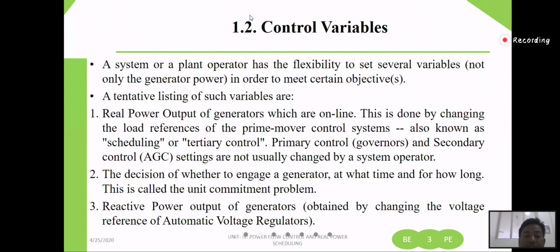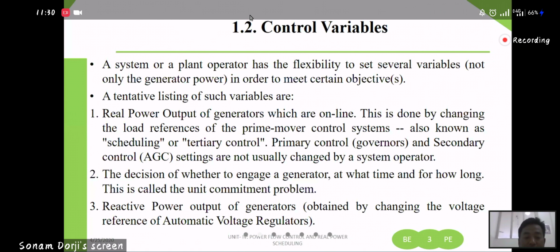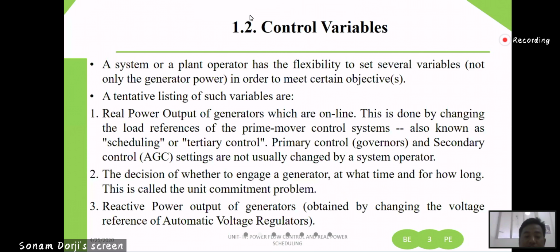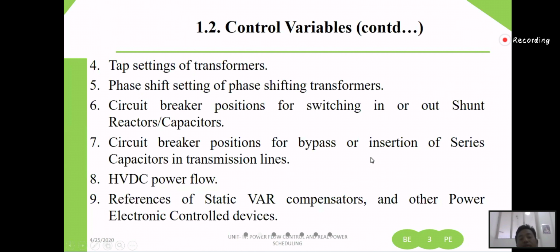Then another one is the reactive power output of the generator, which is obtained by changing the voltage references of the automatic voltage regulation. Another control variable is the tap setting of a transformer. You change the tap setting. Then there is the phase shifting setting of a phase shifting transformer. You shift that and control the output, right?